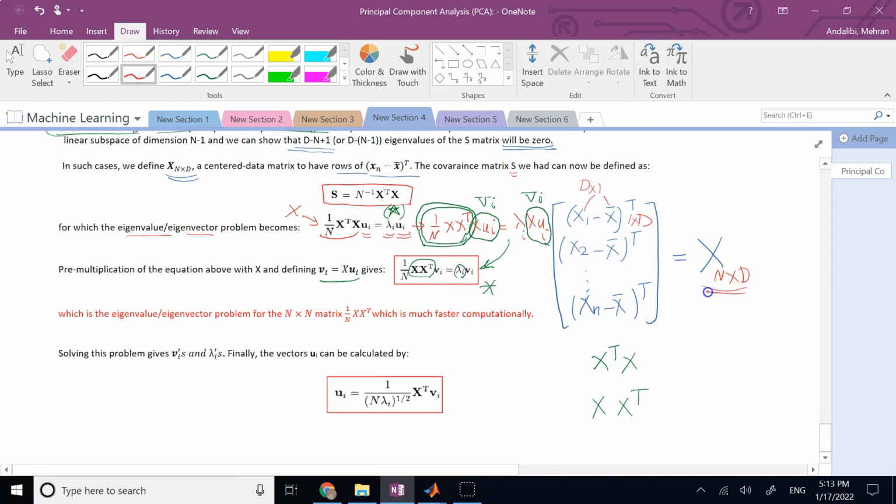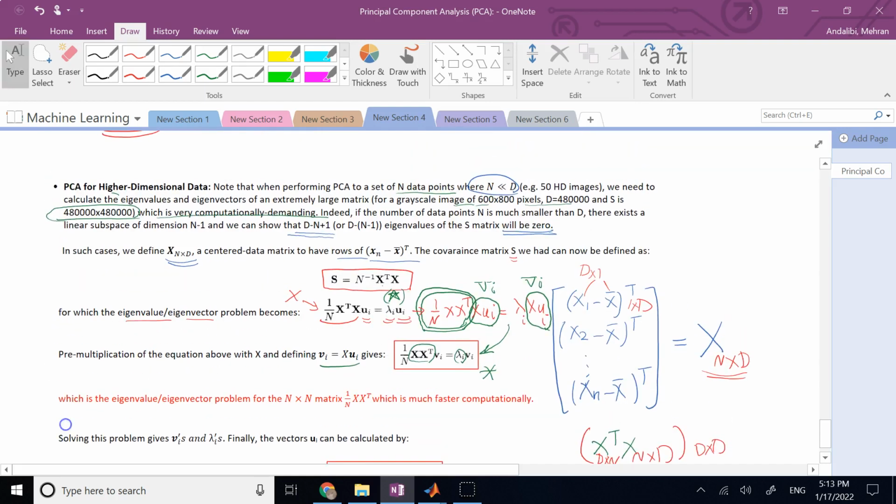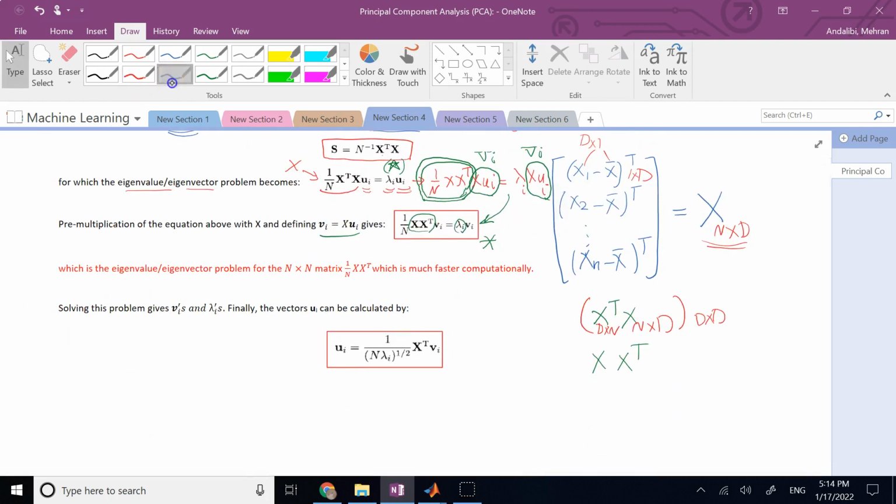Remember that X is n by d. So this is going to be d by n times n by d, which is going to be a d by d. And remember, d is huge. D is in millions, in hundreds of thousands for an image. What about this one? Here you have n by d times d by n. So the result is n by n. And n is the number of pictures you have. So this guy might be like a 5 by 5. Now you see the huge difference.